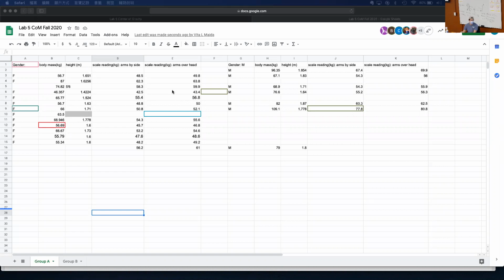All right, so we've got some data points here. You should be able to see your mass, your height, and 2 scale readings here. And think about it, which scale reading is usually higher? Is it your arms overhead or your arms by side? Which number is usually higher? Overhead, why is it?